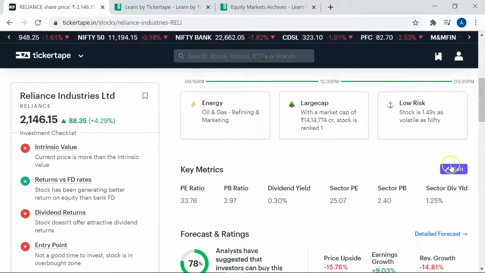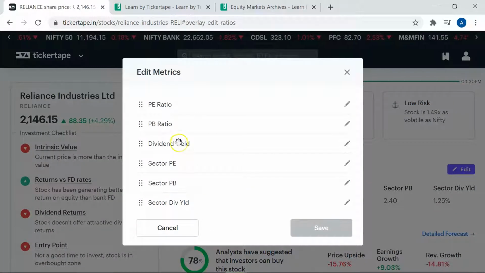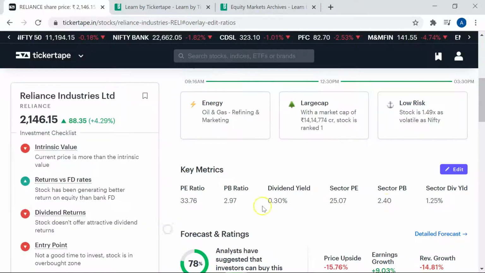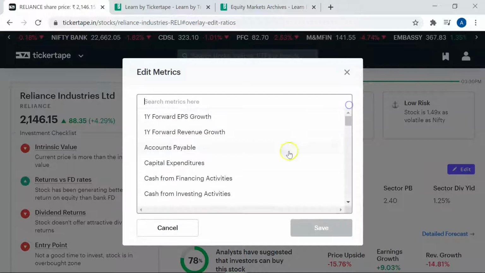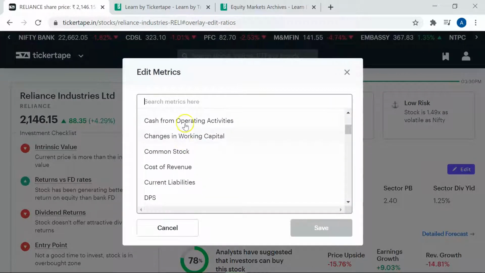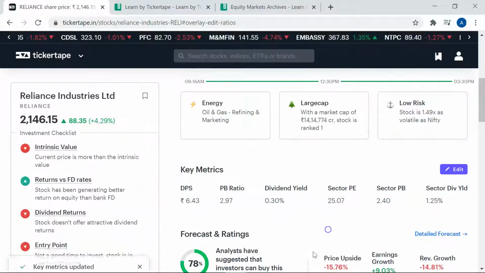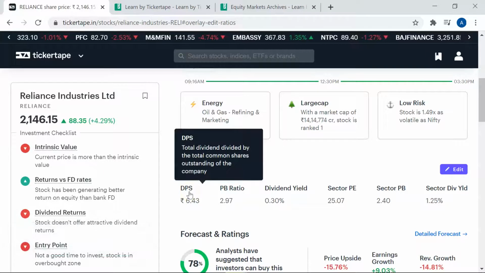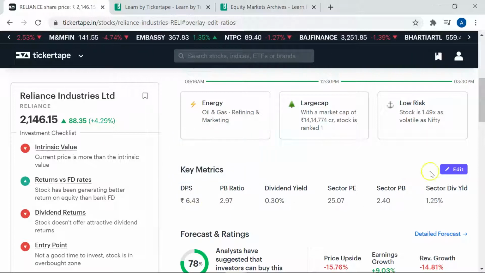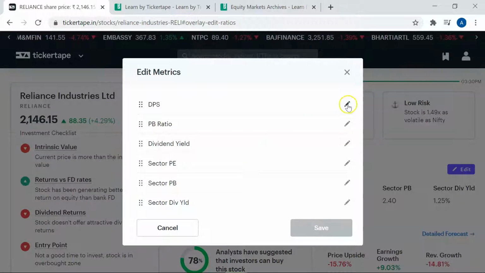For example, these key metrics you can also edit. So here currently only 6 are shown. If you want to add something else, say instead of PE ratio you want cash from operating activities, say you want DPS. So this is total dividend divided by the total common shares outstanding of the company, the DPS, dividend per share. So like that you can add whatever you want.